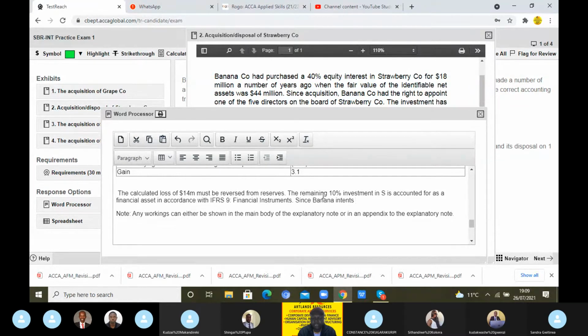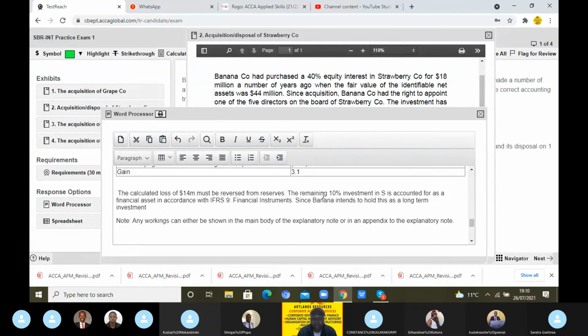intends to hold this as a long-term investment, comma, it is accounted for as a financial asset at fair value through OCI, because it meets the financial asset at fair value through OCI business model.